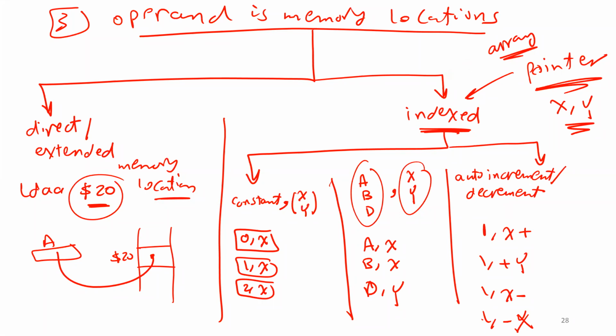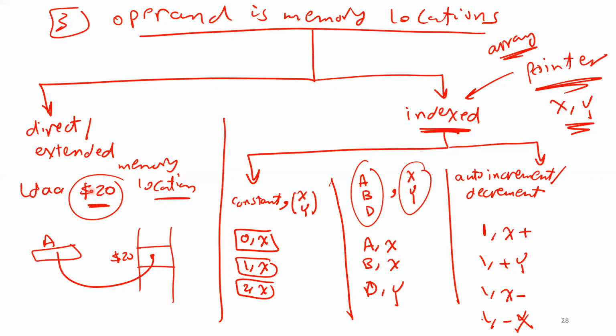Number three, if your operands are memory locations, now we have different cases that I'm going to explain right now. So let's start. If your operands are memory locations, it can be direct or extended mode, or it can be indexed. Indexed here means pointer; you are using a pointer. This is a summary, but I'm going to give you the details. In the case of direct or extended mode, if your operand is a memory location, you just put the address there.